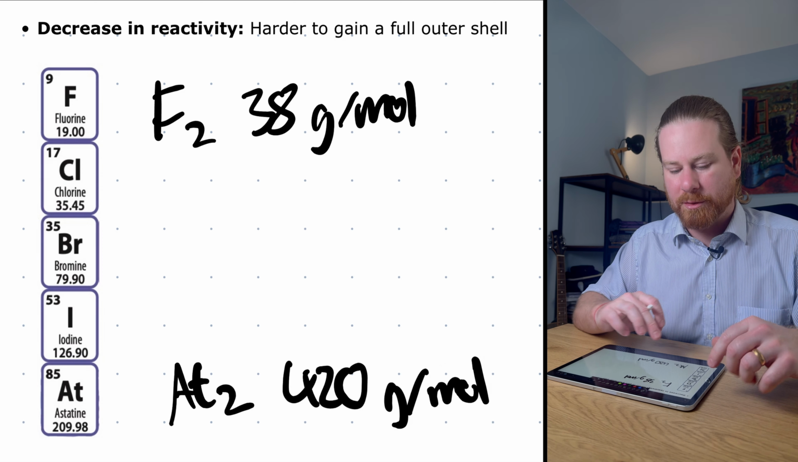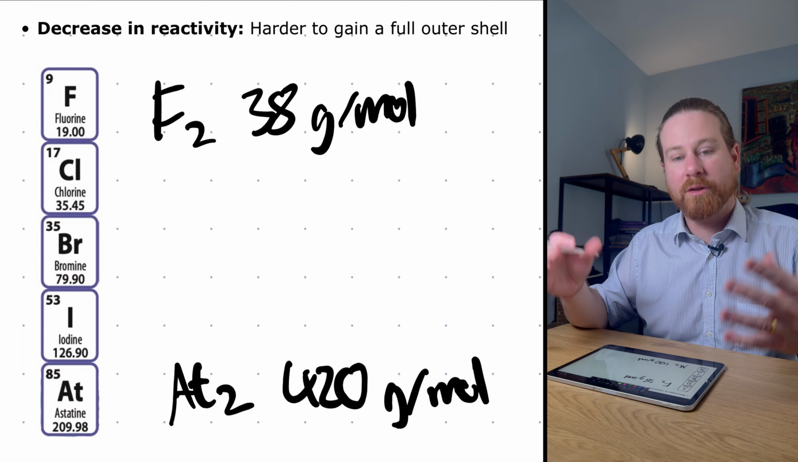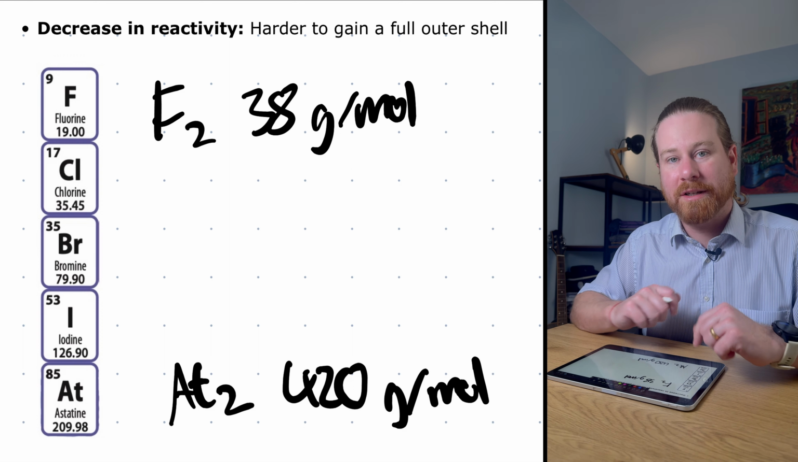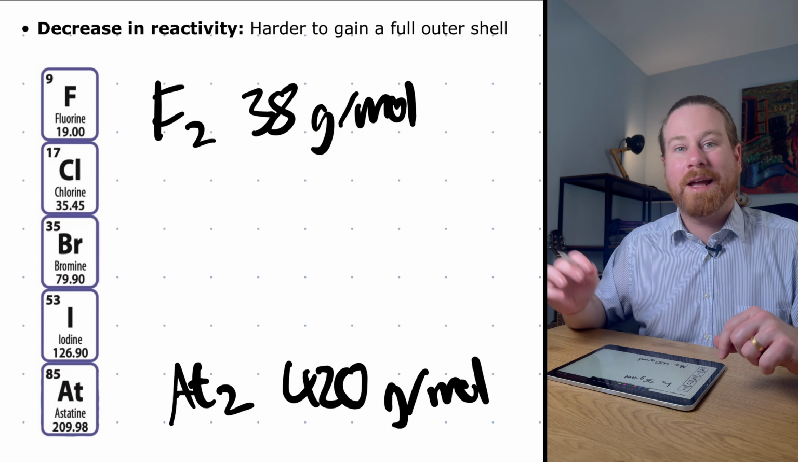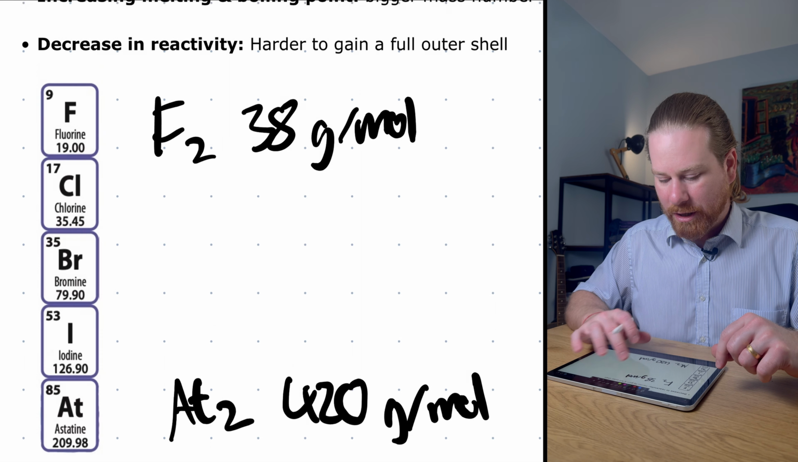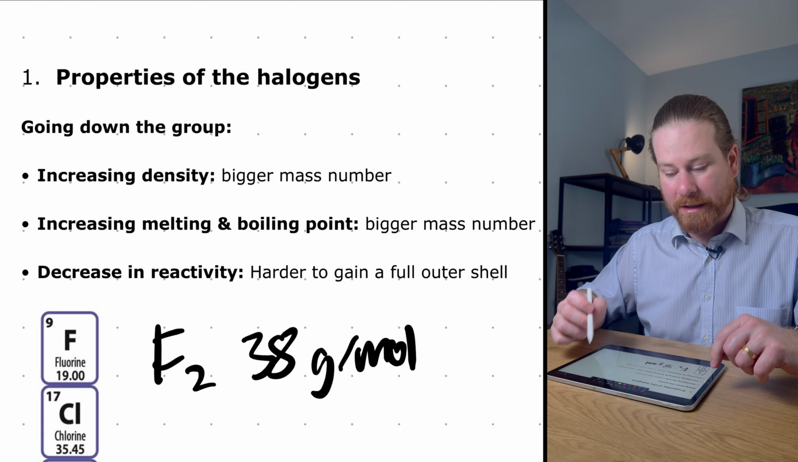So a huge difference between the top and the bottom of the group. And even though they are getting bigger because their atomic radius is getting bigger, it's not getting comparatively bigger considering how heavy the molecules are becoming. Okay, and this is also explaining our second point.